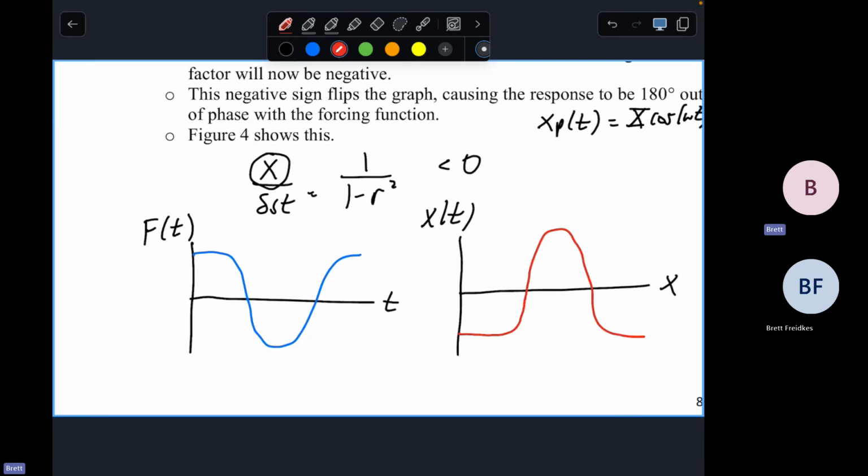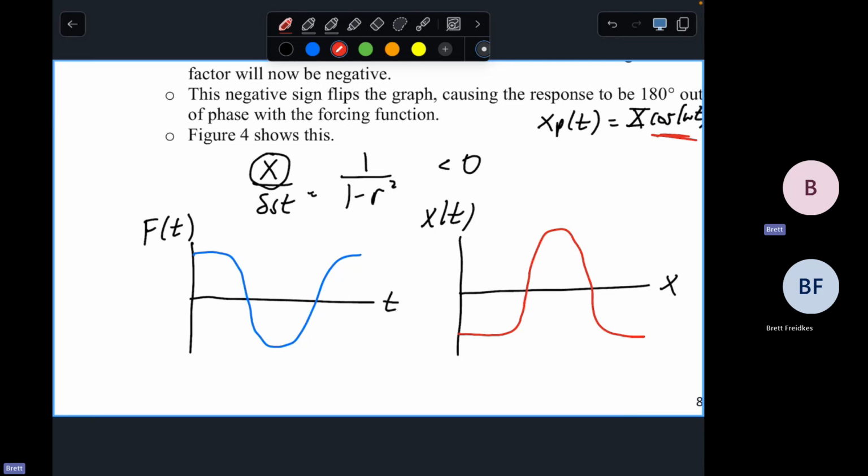So it will be something that looks like this. And that occurs if you're past resonance, if you're past r equals 1, because of the fact that your x has a negative value now. That negative sign doesn't mean the amplitude is negative. Amplitude by definition is positive. That negative sign impacts the cosine, which flips it, makes it 180 degrees out of phase. Questions about that? Concerns? So that's the sign.